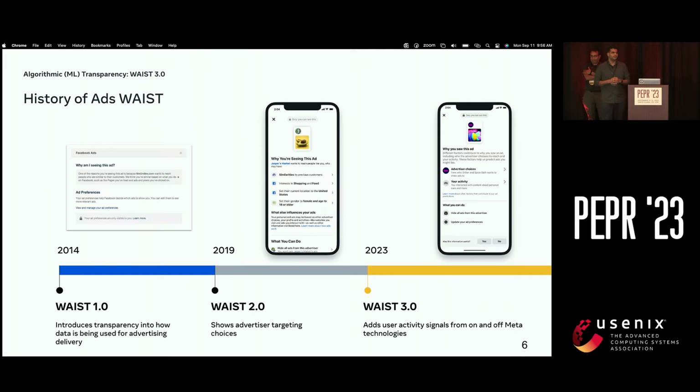With the recent launch of this product, something we called version 3.0 internally, we also started showing the user activity signals that a user is doing on and off Meta technologies, because of which Anuj could be seeing an ad. For example, if Anuj is liking a lot of, let's say, Adidas, Nike, or Reebok pages, tomorrow Anuj could be shown a shoes-related ad overall.